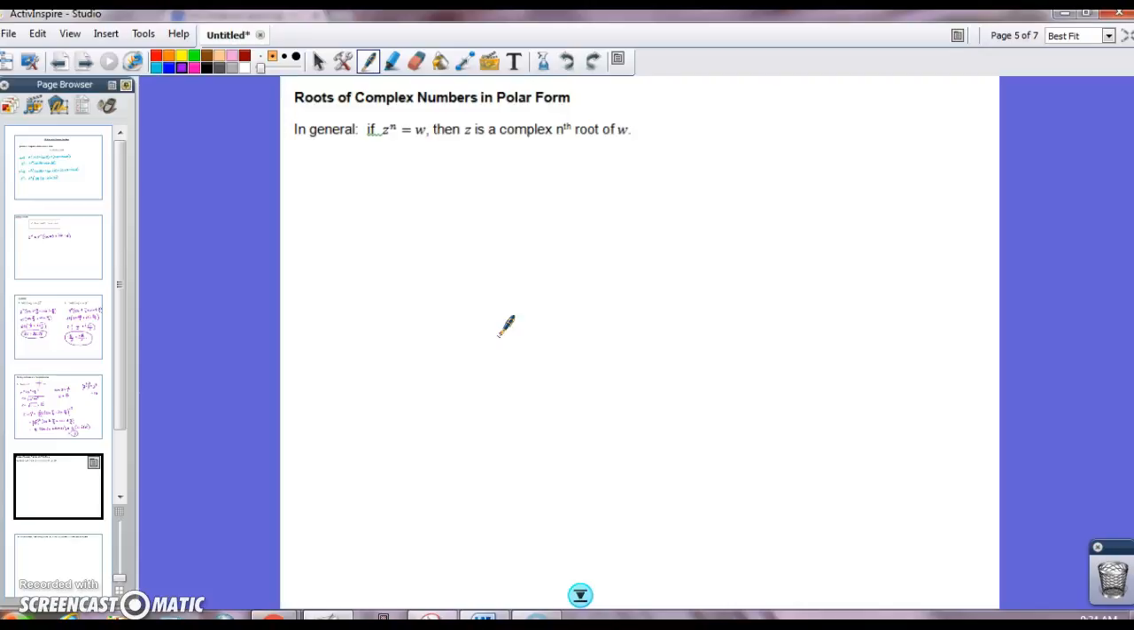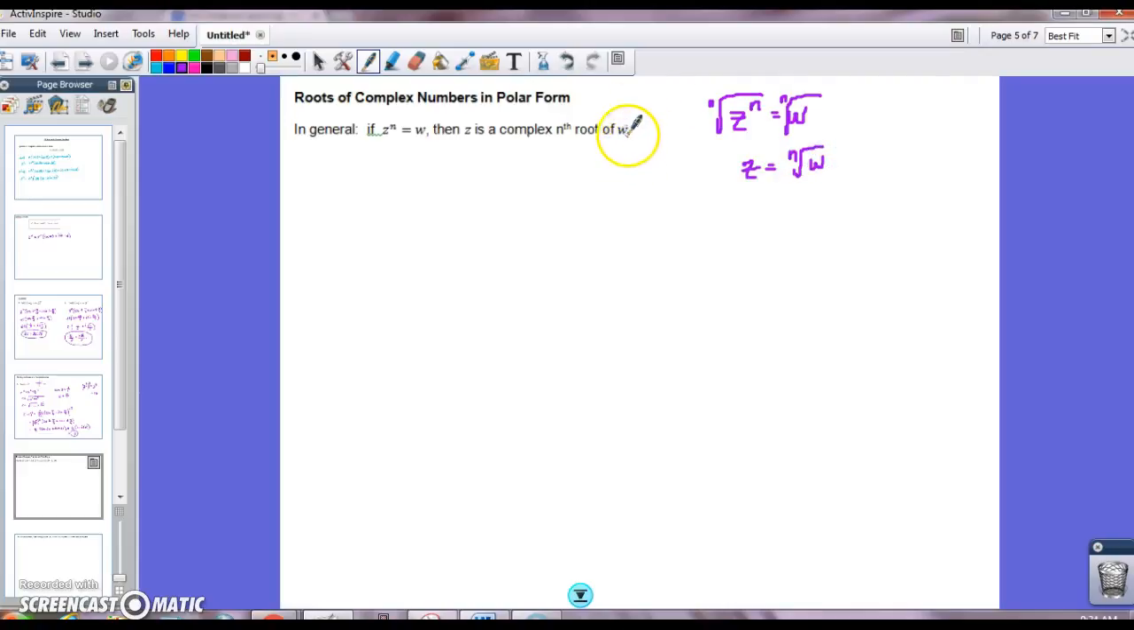We say that if we have z to the n is equal to w, which is just some complex number, that means that z is an nth root of w, right? If you've got z to the n is equal to w, if you take the nth root of both sides, you end up with z is equal to the nth root of w. That's what this is saying.